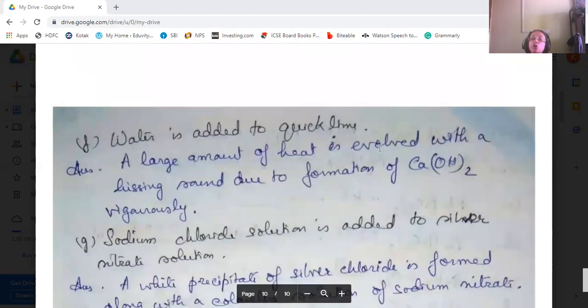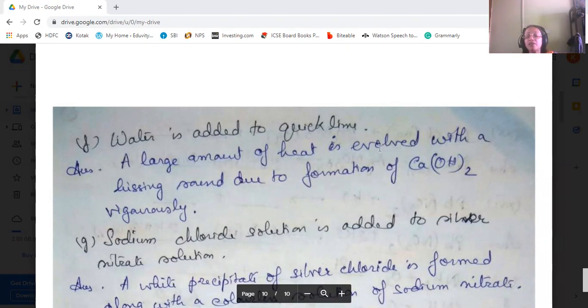Then water is added to quicklime. Quicklime is calcium oxide. When water is added to it, a large amount of heat is evolved, and there will be a hissing sound, like the sound of a snake. Due to the very vigorous formation of calcium hydroxide, that's why this hissing sound comes out.